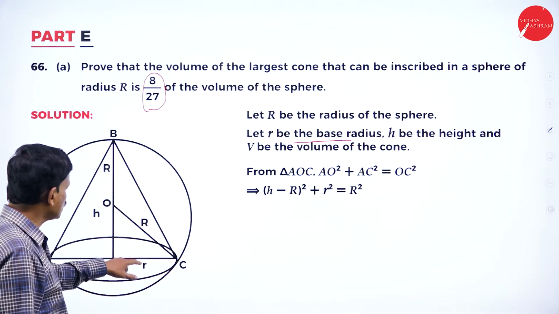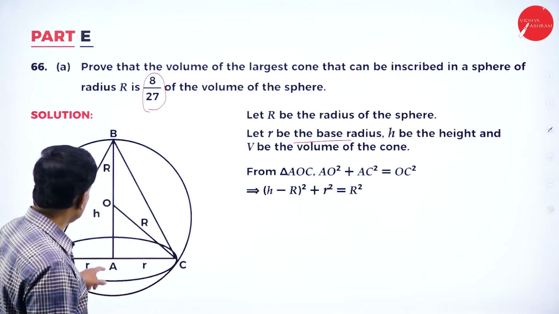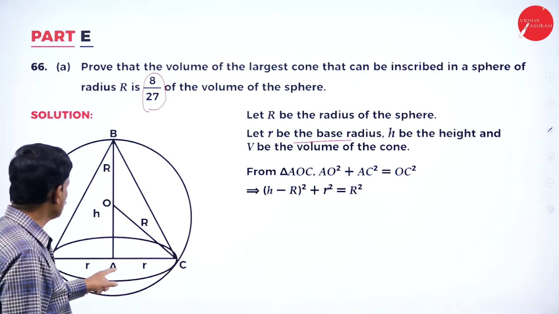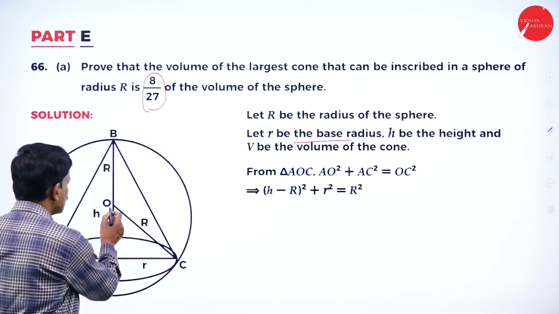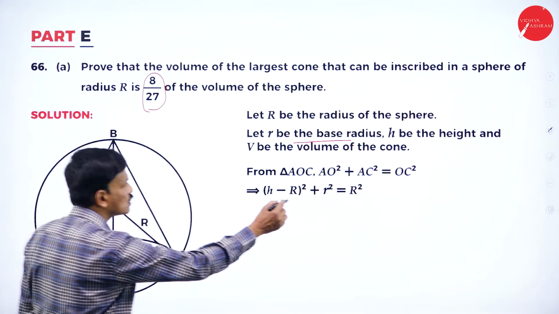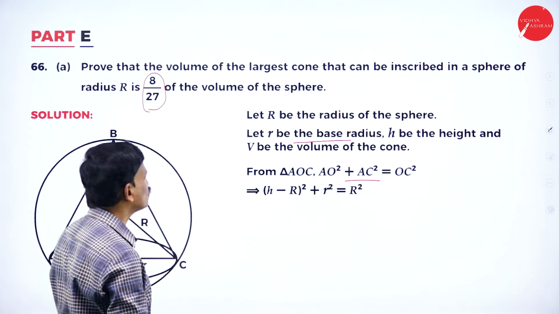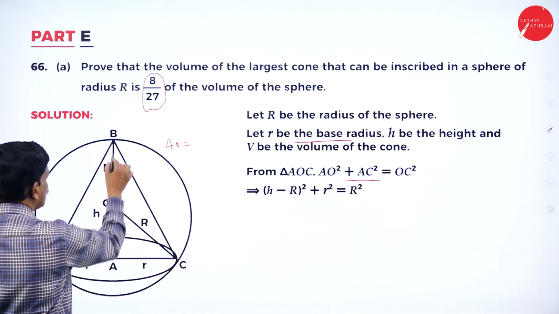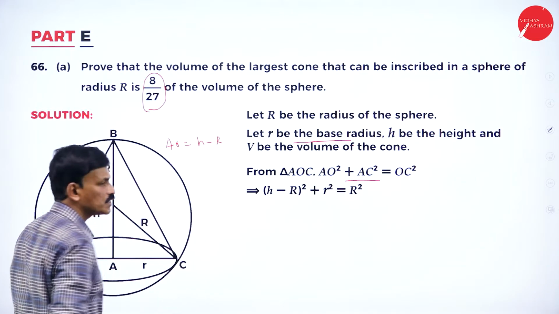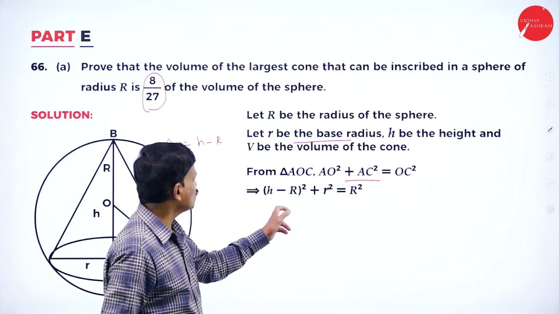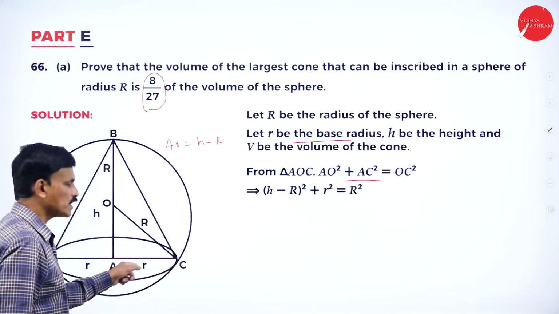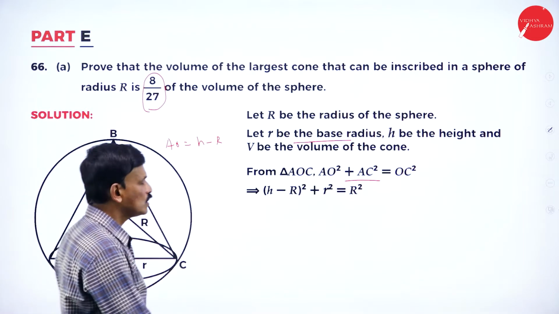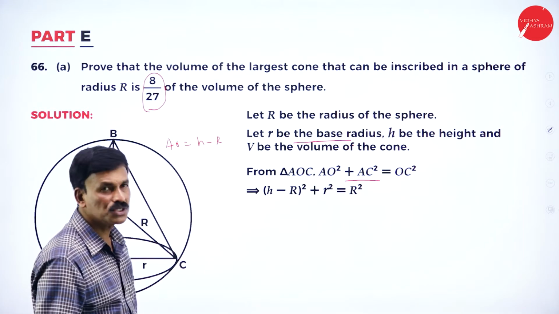From this triangle, if you apply the Pythagoras theorem, you can write OC square is equal to OA square plus AC square. Now, what is AO? AO can also be written as the total distance h minus the radius R, so AO is equal to h minus R. AC is nothing but the radius of the circular base, and OC is nothing but the radius of the sphere. Now, h minus R whole square plus r square is equal to R square.